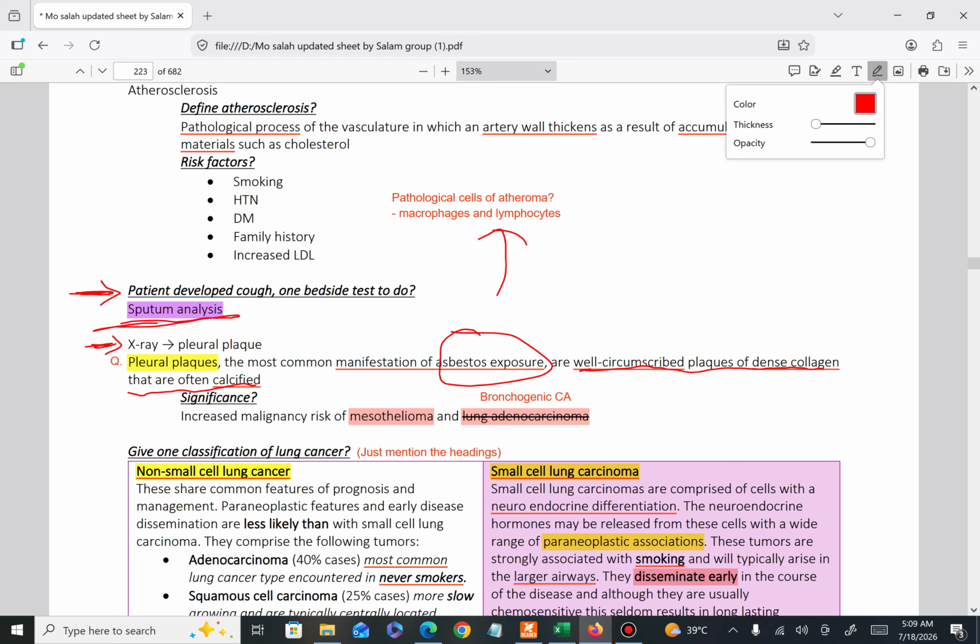Okay, so pleural plaques are due to asbestos exposure, and they are well circumscribed plaques of dense collagen that are often calcified, and their significance is that they increase the malignancy risk of mesothelioma and bronchogenic carcinoma.